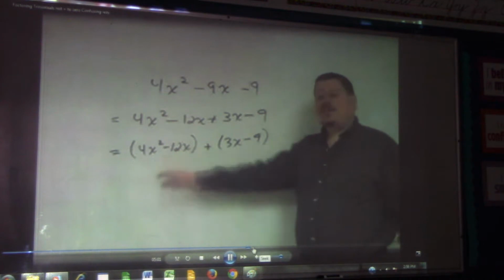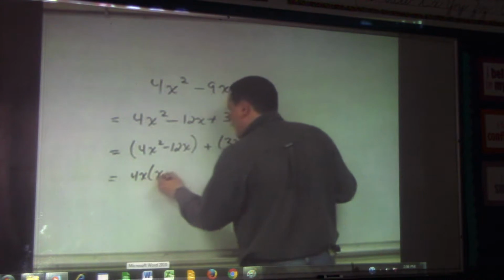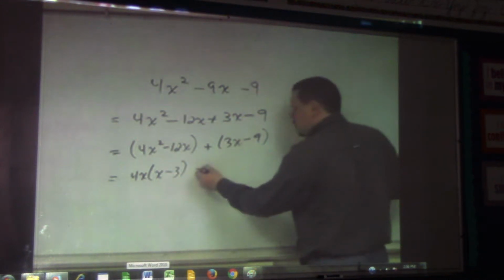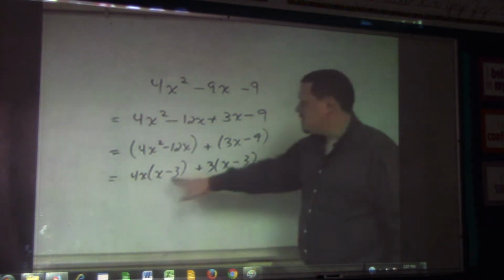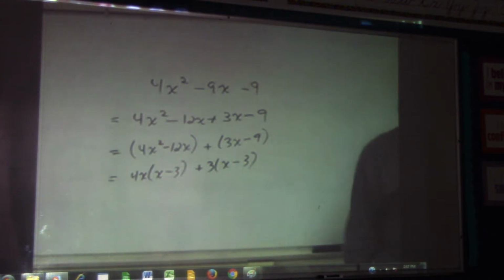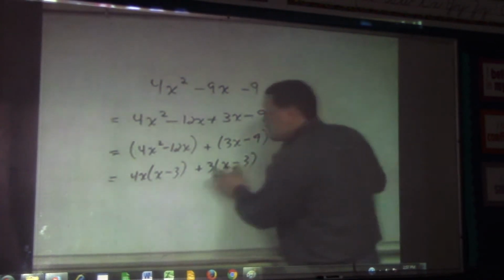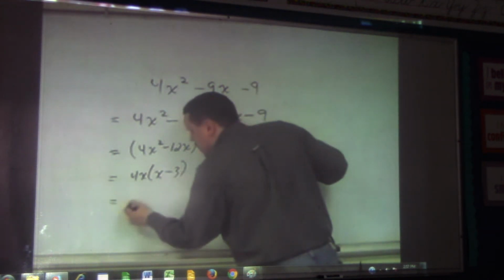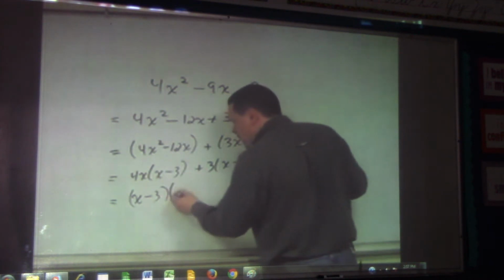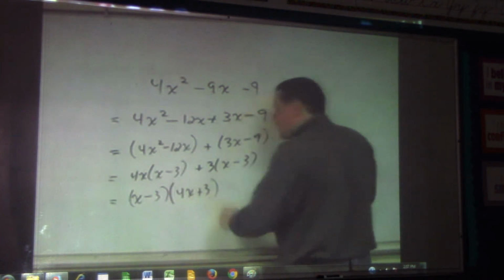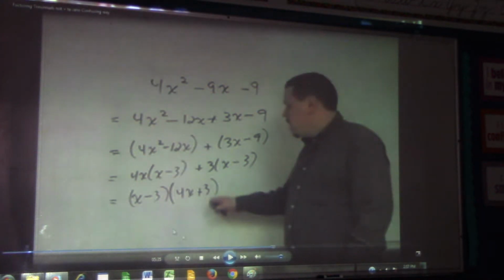You need to factor out your GCF here, and the GCF is 4x, and you're left with x minus 3. Over here, your GCF is 3, and you're left with x minus 3. You should have the exact same parentheses in both parts. Now that you have x minus 3 in both parts, you can factor that out. Once you factor it out, we have left 4x plus 3, and there'll be your answer right there.